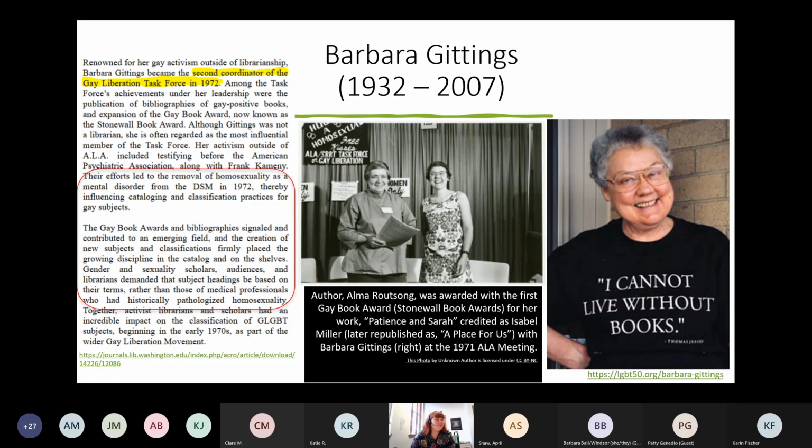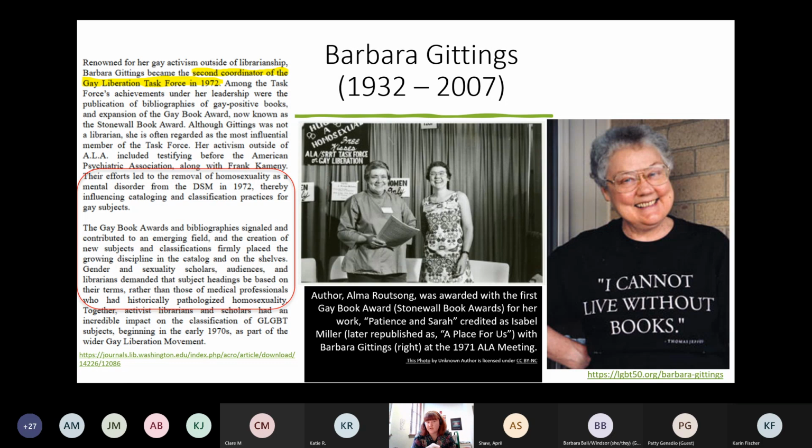And another fun fact about the 1971 ALA meeting is that this author here on the left, Alma Routsong, was awarded the first Gay Book Award, which we know today as the Stonewall Book Awards, for her work Patience and Sarah, which was credited as Isabel Miller, which was then later republished as A Place for Us. But they gave out that award for the very first time, and it's still an award today.